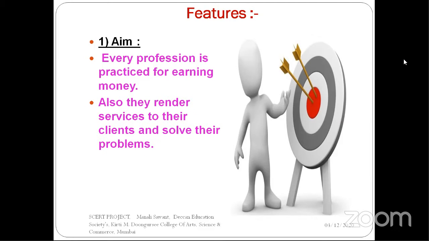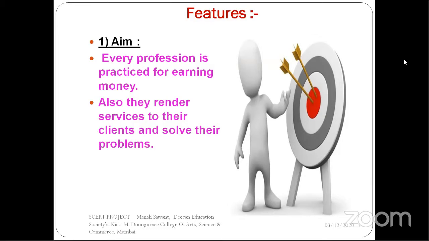They also render services to their client and solve their problem. So what is the first feature of profession? The first feature of profession is aim. What is the aim behind it? The aim behind any profession is to earn money. How can they earn money? By rendering services to their client and solving their problem.